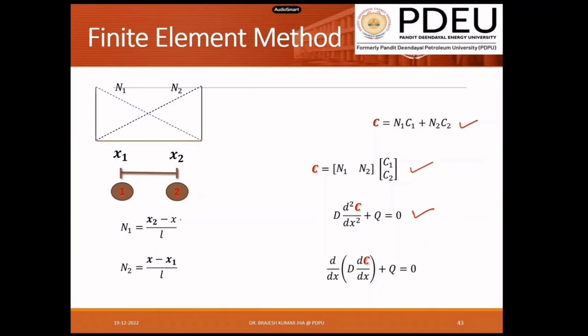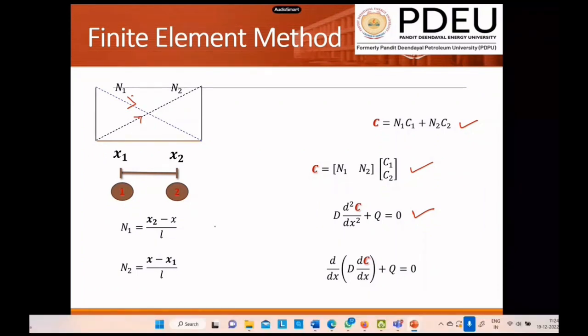N1 is (x2 minus x) by L, where L is the length of the element. And n2 is (x minus x1) upon L. So you can see, if x is equal to x1, n1 is 1, the total length that will be there. So that can be defined in this way. And n2 for x is equal to x1 is 0, and for x is equal to x2, it is 1. So it will define in such a way. With the combination of these two, we frame the interpolation function for the one dimension case.